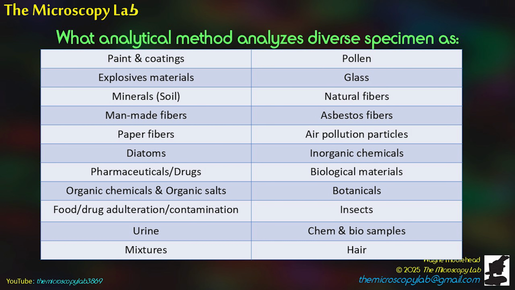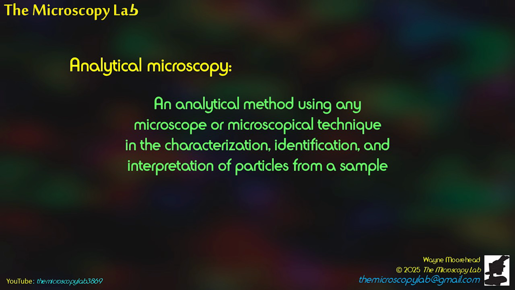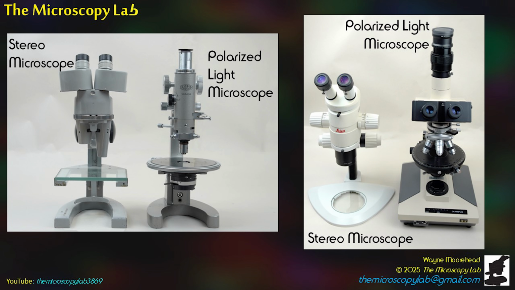What other analytical technique can analyze such diverse materials as minerals, botanicals, diatoms, explosives, fibers, and even mixtures? Analytical microscopy is basically using any microscope and microscopical technique in the separation, characterization, identification, and interpretation of particles from a sample. In case you didn't know, the stereo microscope in these images is on the left, and the polarized light microscope is on the right.